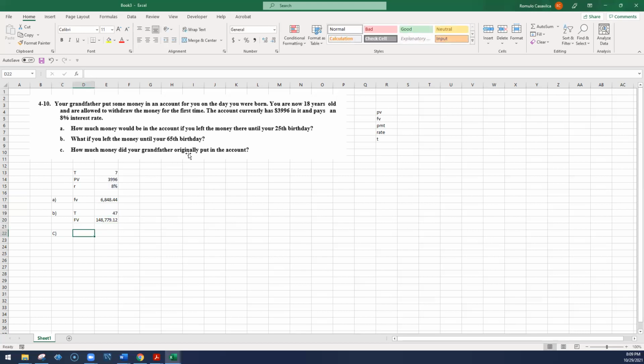And then for C, how much, this is a present value question, right? How much do you need, when you were born 18 years ago, so you have to go back 18 years. The present value at 0 will be what I have. So what information do I need to get the present value? I got the future value, right? And yeah, that's what I need.